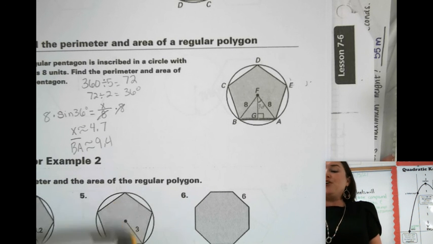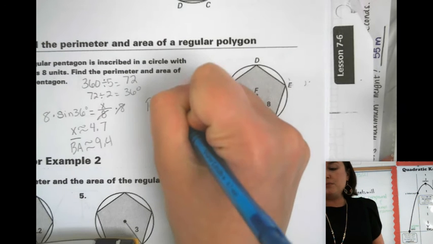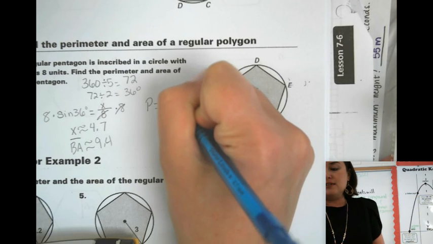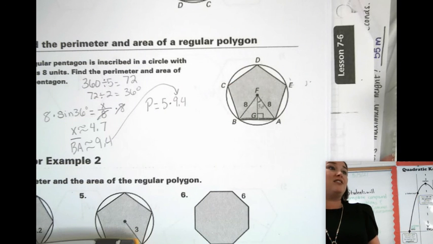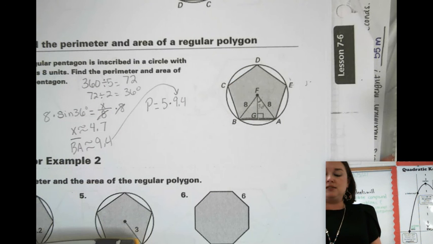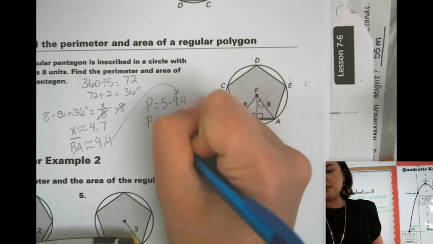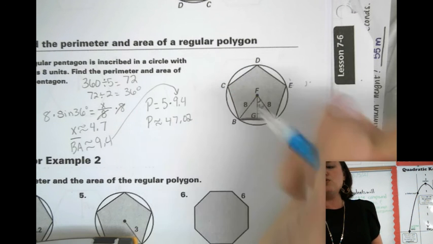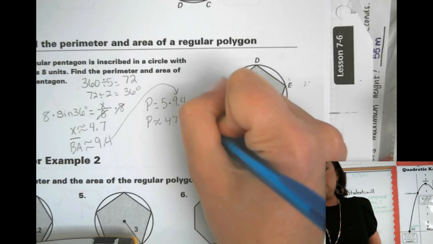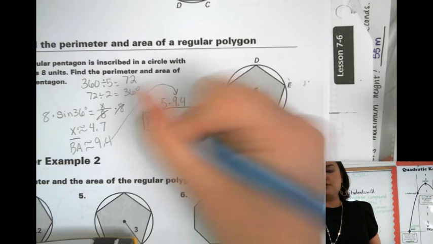So now that I know that, to find the perimeter, I can multiply that by 5. Because aren't there 5 sides that are the same length? And I get perimeter is approximately equal to 47.02 units, because it didn't tell us inches or anything. So perimeter, this is part of our answer.